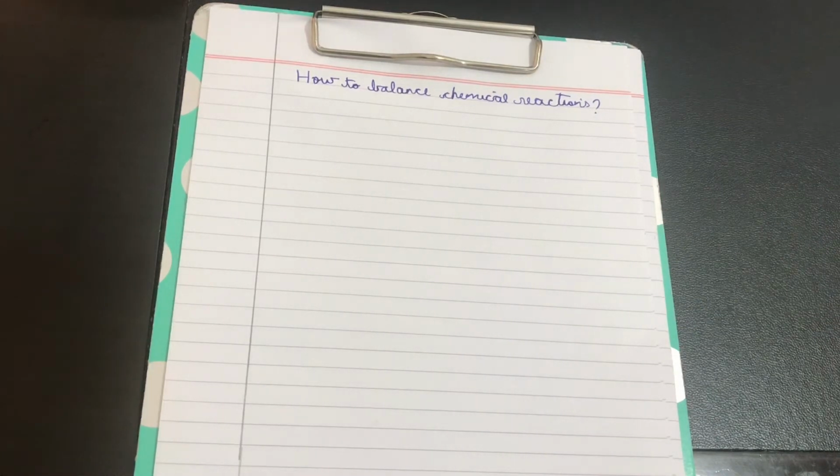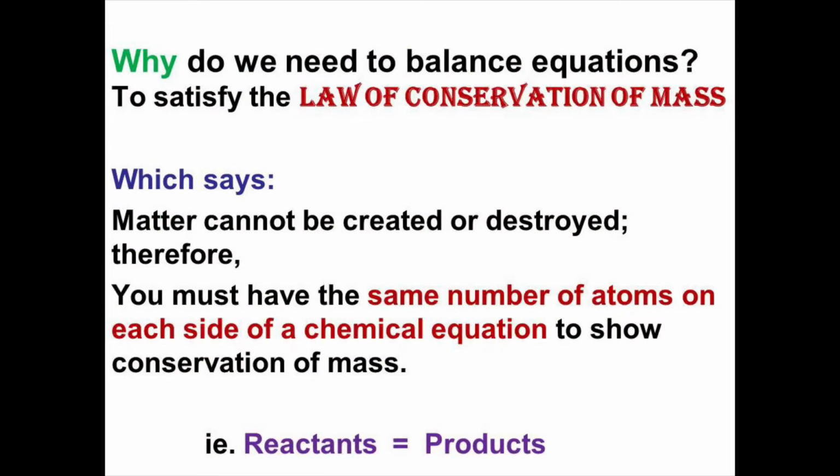Hey everyone, in this video we'll be learning how to balance chemical reactions. Let's first learn why we balance chemical reactions. When we balance a chemical reaction, the atoms of each element or compound need to be the same on both sides of the equation. It needs to be in accordance with the law of conservation of mass.